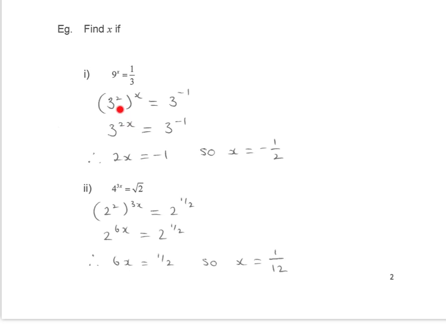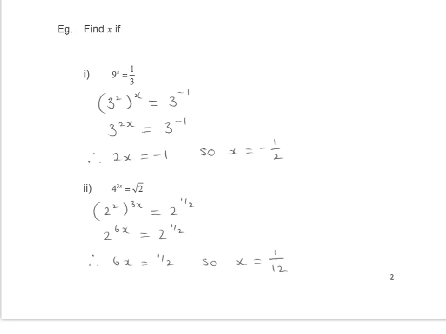Going back to the left hand side, power raised to a power here can be written as 3 to the power of 2x, multiplying them together. And because we've got the same base number now, all we have to do is equate the powers. So the power of 2x has to be equal to the power of minus 1, and that gives us a simple equation to solve. If 2x equals minus 1, x must equal minus 1/2.